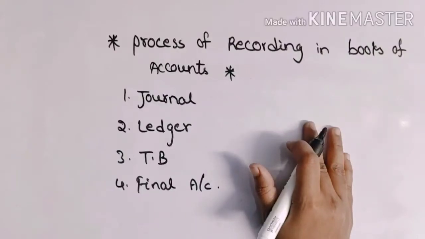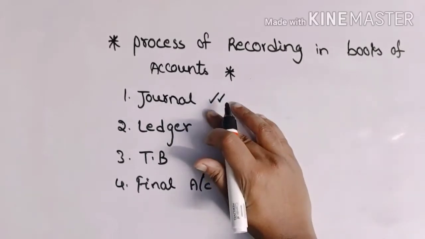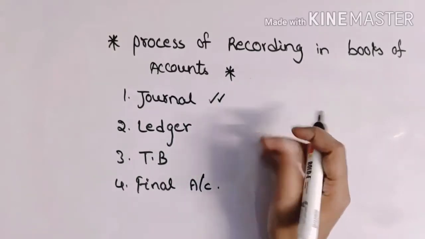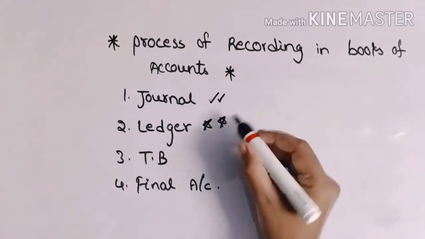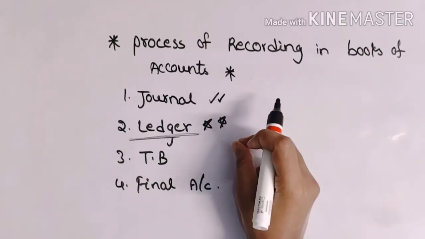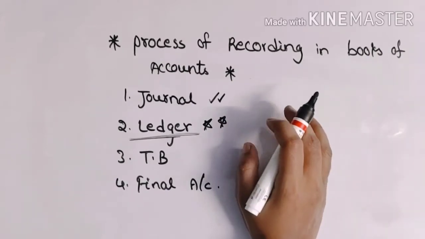So in the last video, we cleared the topic about how to rectify the errors that occurred in the case of journal. Okay. So in this video, we are going to discuss how to rectify the errors that occurred in the stage of posting, that is in the ledger. This topic is quite tricky, but if you observe it and learn it keenly, it becomes easy for you.